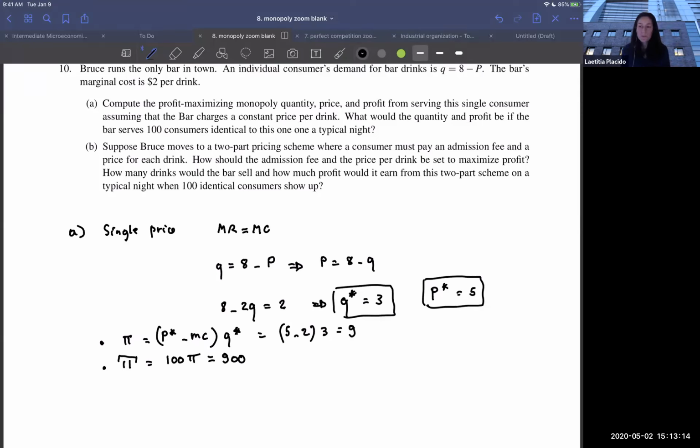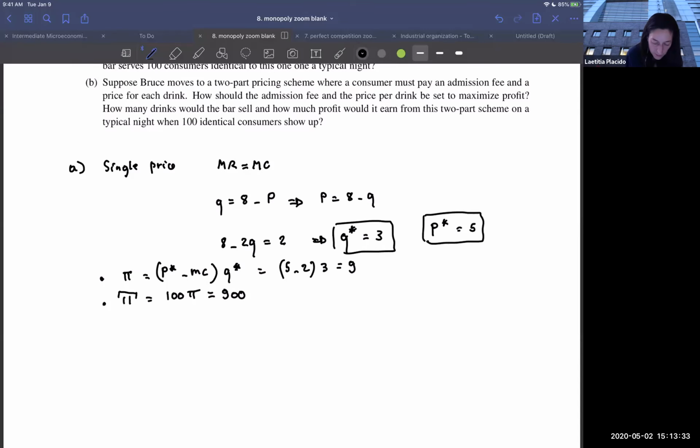So here we have our benchmark. When the monopolist charges a single price, the price charged is 5 and the quantity sold is 3. So with 100 customers, the quantity sold is 300 and the price is still 5. All right. Now let's move to question B, in which we are going to design the two-part scheme we were talking about.